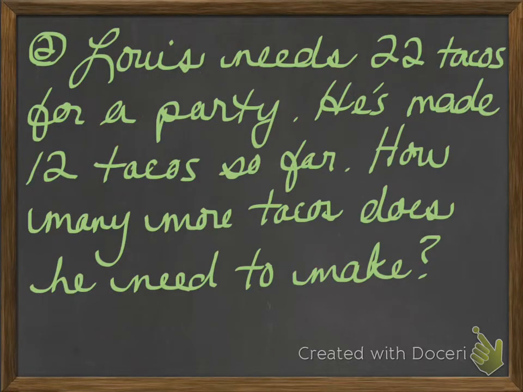Number 2, Lewis needs 22 tacos for a party. He's made 12 tacos so far. How many more tacos does he need to make? Make sure you find the important information, draw a picture model, write an equation, and solve it.